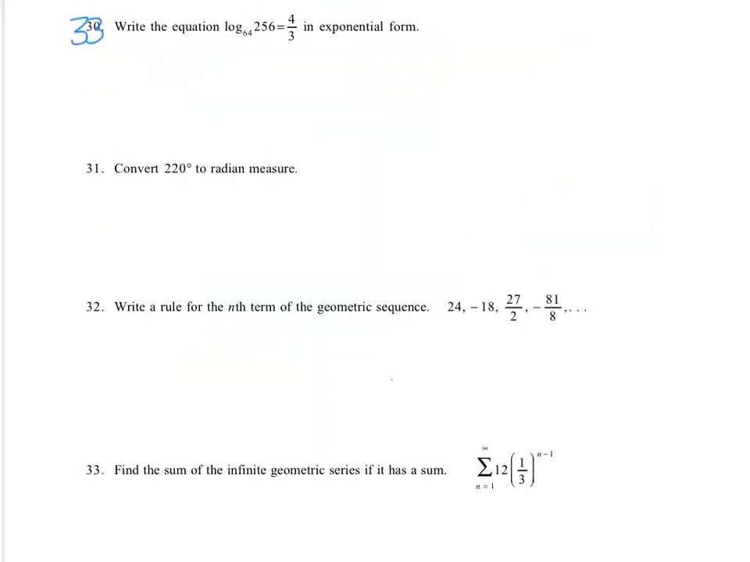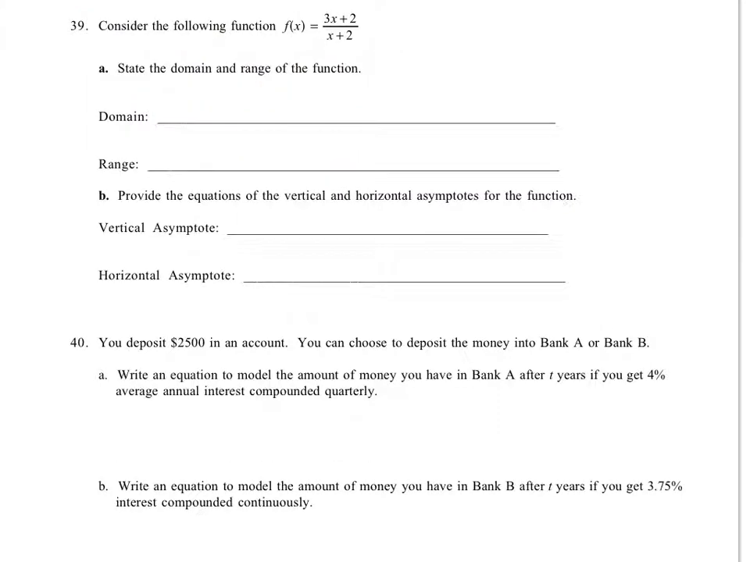Next up, write the equation log base 64 of 256 is equal to 4/3 in exponential form. Okay, we've got our base, we've got our answer, we've got our exponent. This seems to be something we're using a lot. So 64 to the 4/3 is equal to 256. This is something that we shouldn't have to worry about getting right.